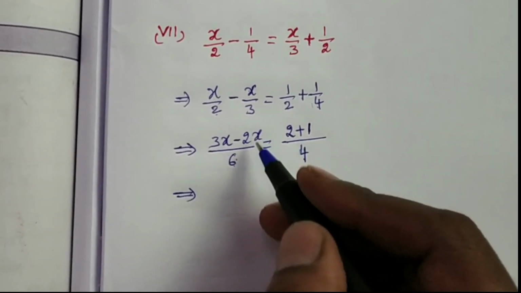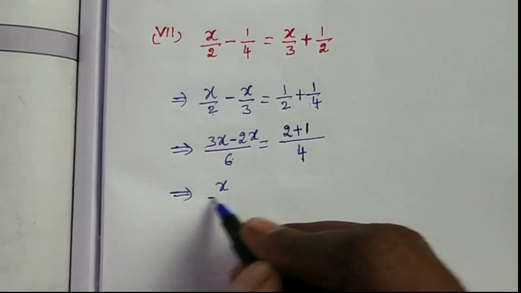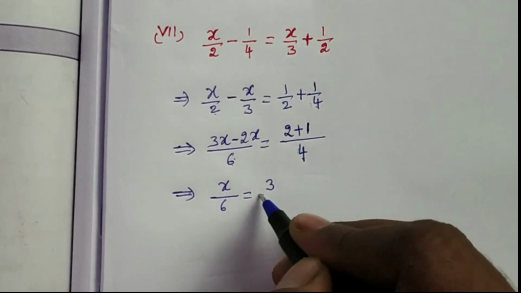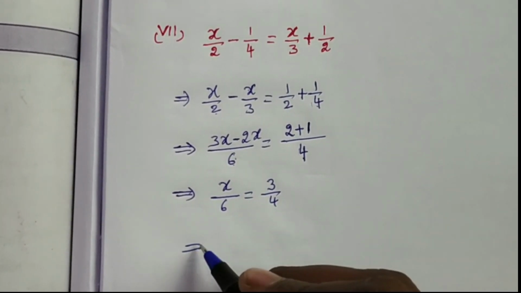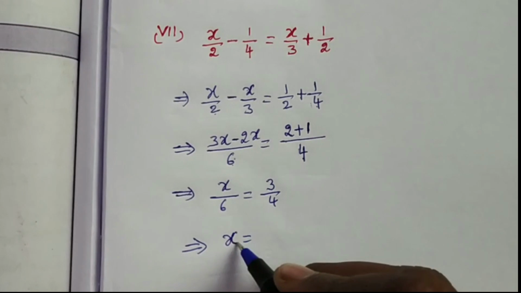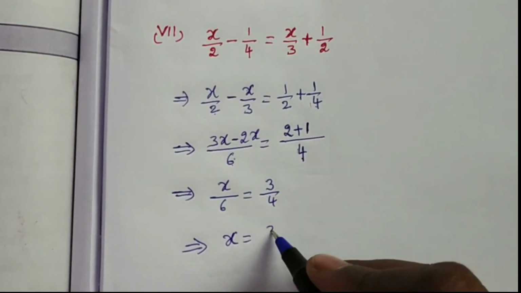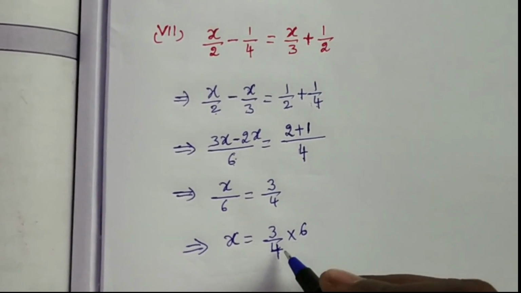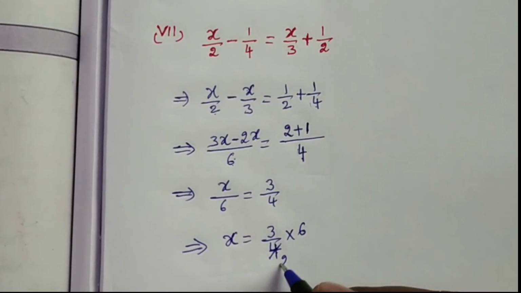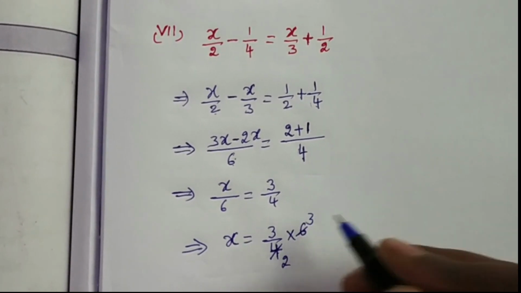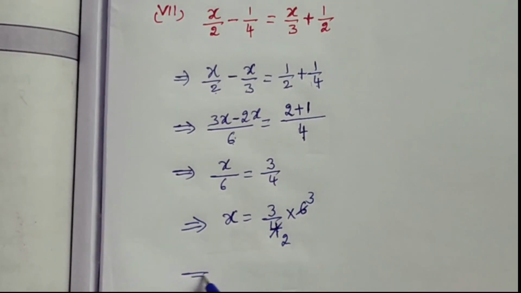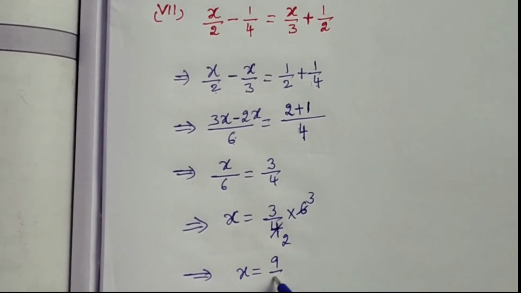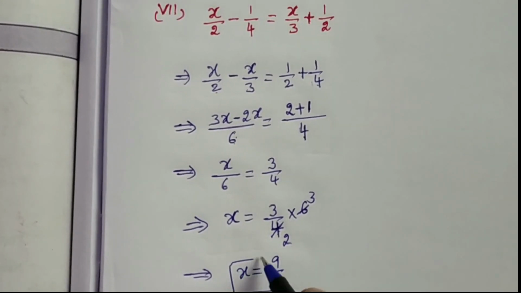Simplify this one. 3x minus 2x, that is x by 6, is equal to 2 plus 1, that is 3 by 4. x is equal to, send 6 to that side, it will multiply: 3 by 4 into 6. 4 table, 2 table, in 4, 2 times will cancel. In 6, 3 times cancel. That is, x is equal to 3 3s are 9 by 2. So this value is 9 by 2.